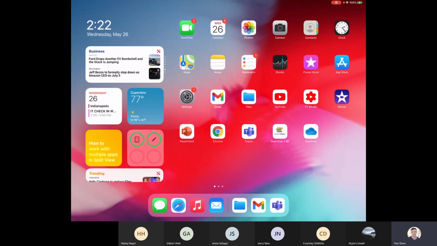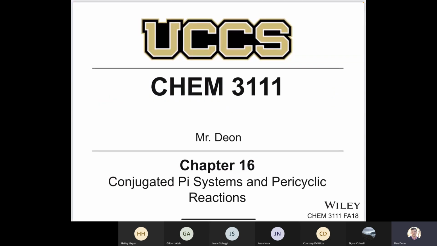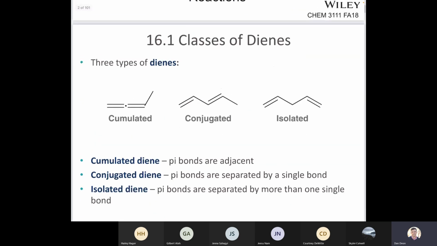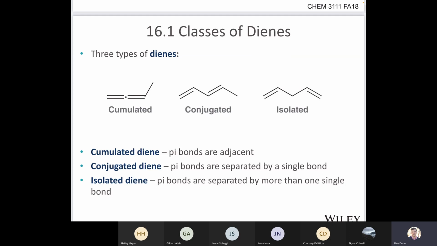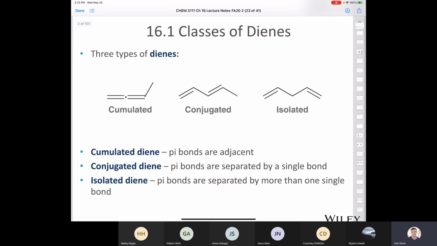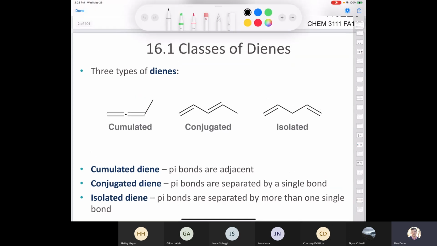All right. Organic Chemistry 2, Chemistry 3111. This is Chapter 16, Conjugated pi systems and pericyclic reactions. Everybody here knows what an alkene is. We spent a whole chapter talking about alkenes and alkene chemistry in Organic Chemistry 1.